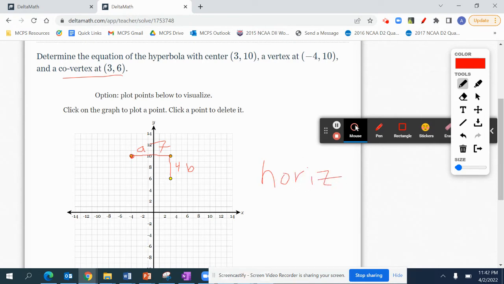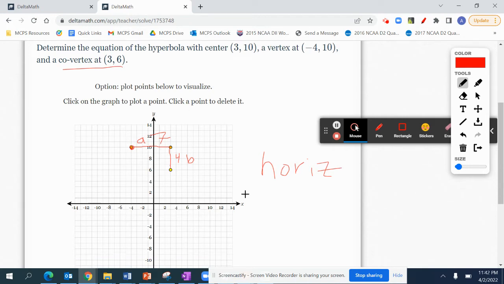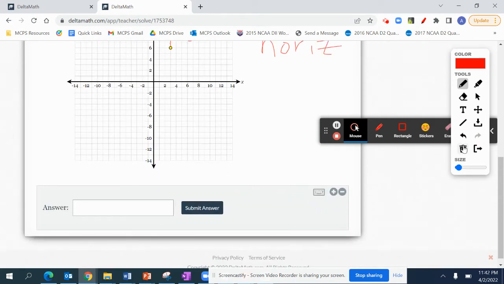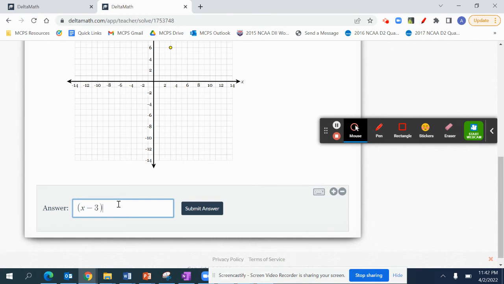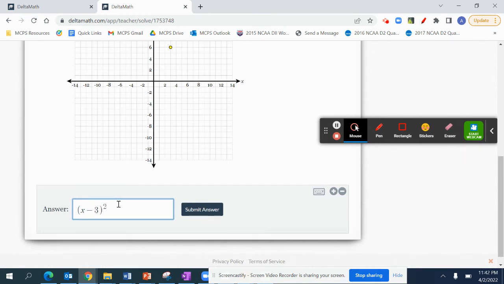So my x term will go first. I'll plug in the center, my A and B, and I will be good to go. So my center is (3, 10). So I'm going to start with that. So I got to do x minus 3 squared. And then I want it to be divided by my A value.